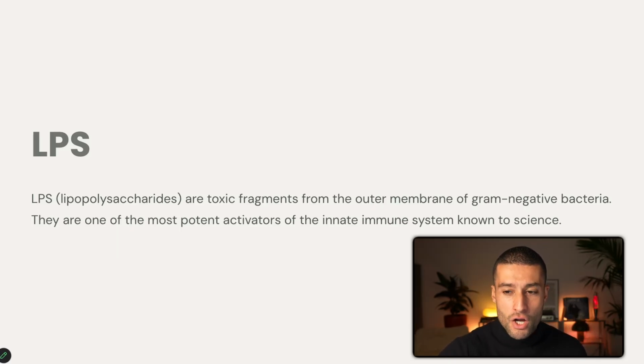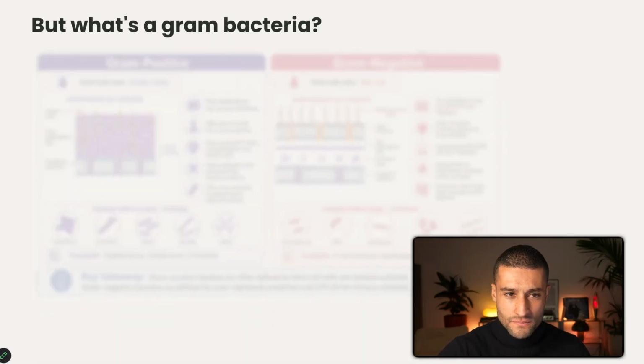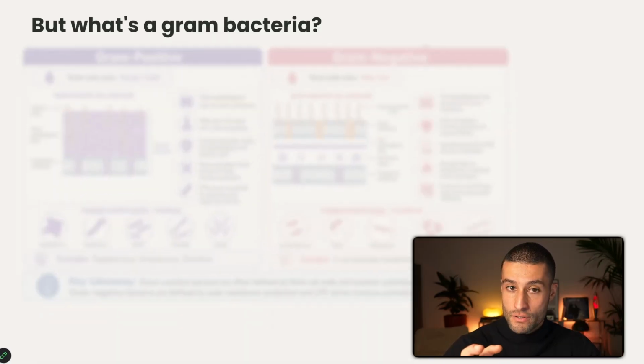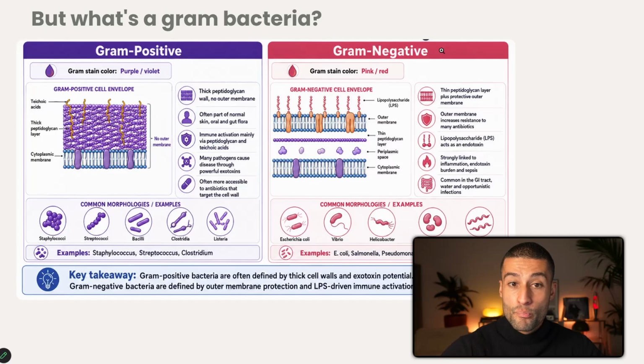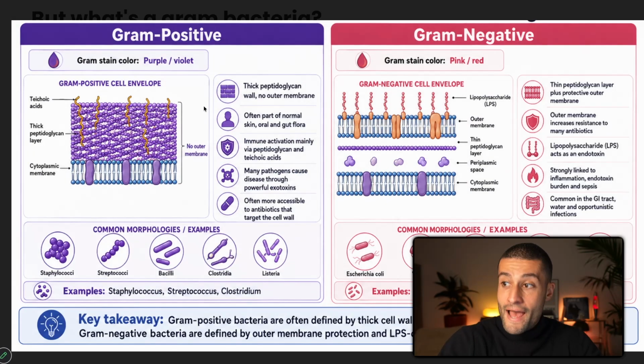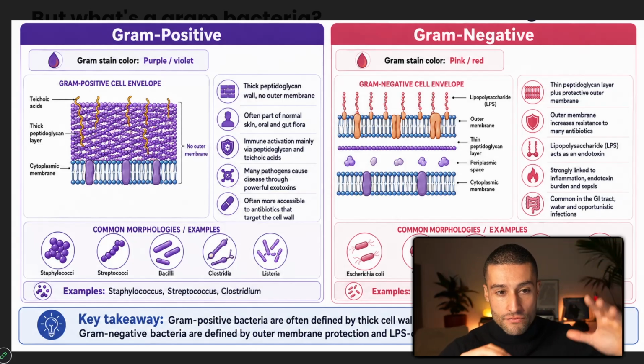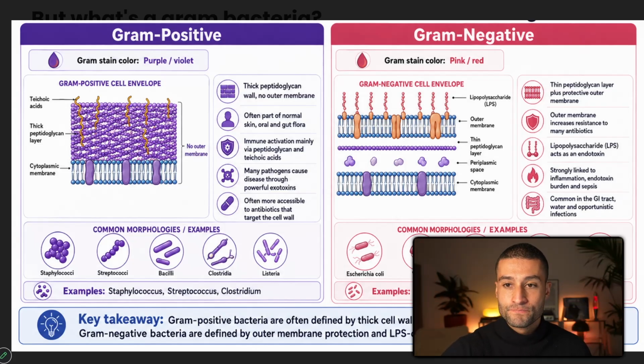Some of you may have heard of gram-negative bacteria. Wait, what is that? You have two types of gram bacteria, positive and negative. When they look at them under a microscope, the stain is different, the color is different, the morphology is different. They have different functions and structures. I just want you to be familiar with the term, number one.